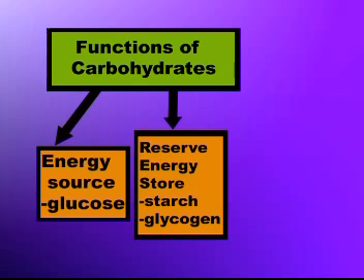Glycogen is known as animal starch because it is similar to starch but does not come from plants. Instead, it's stored in the liver and muscle of animals and is used by the animal as a reserve energy source.